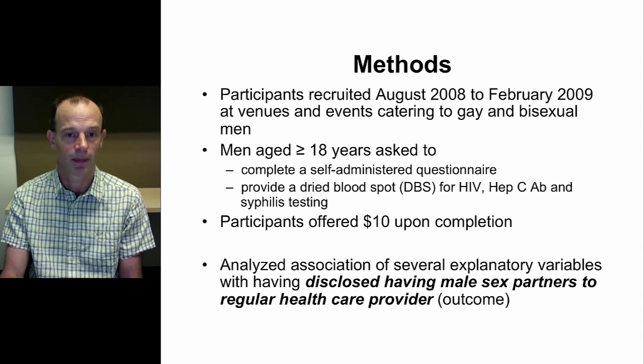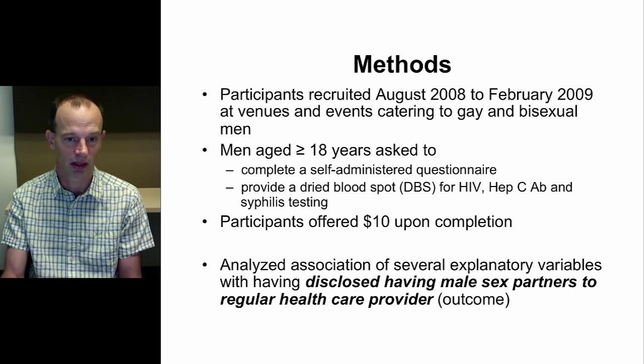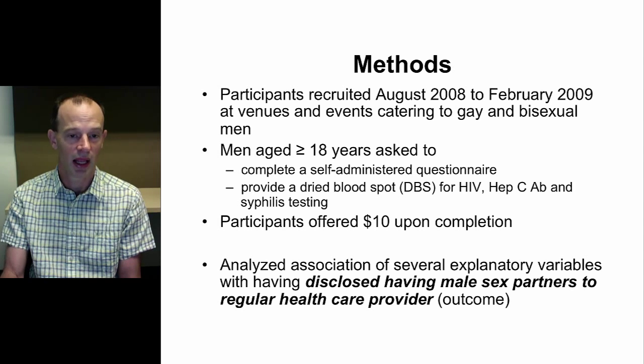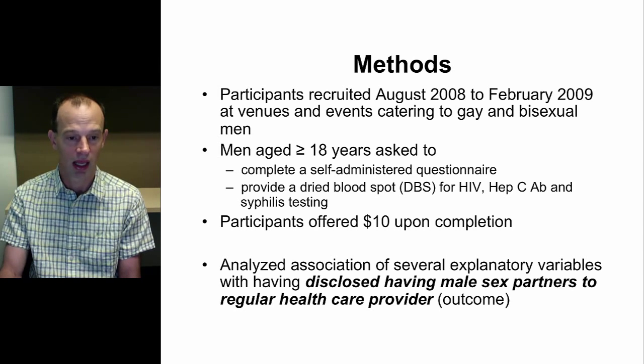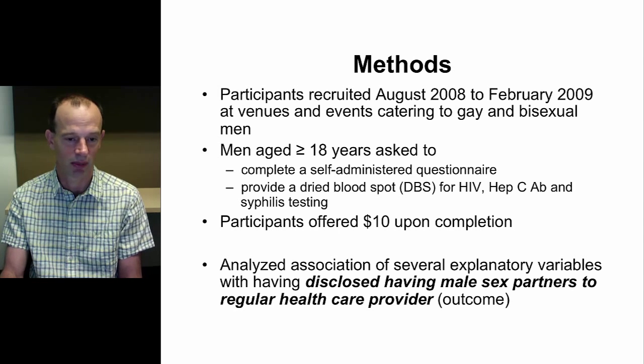We recruited participants from August 2008 to February 2009 at venues and events that catered to gay and bisexual men. We asked participants who were more than 18 years of age to complete a questionnaire, and they also provided a dried blood spot for HIV, hepatitis C, and syphilis testing. Participants were given $10 for study participation.